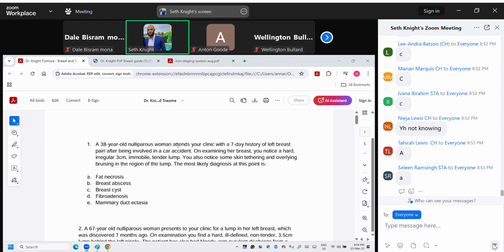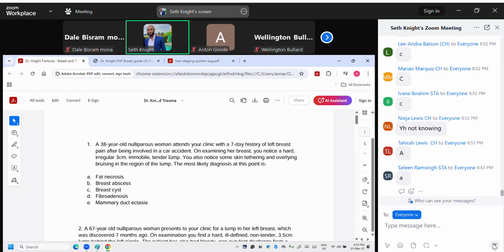So number 1 is a 38-year-old woman, nulliparous, with a 7-day history of left breast pain after being involved in a car accident. On exam, you notice a hard, irregular 3 centimeter immobile tender lump and some skin tethering and overlying bruising on the region of the lump. Right? Now, yes, she is nulliparous. Yes, she's 38 years old, but this history of trauma and this short 7-day history, the most likely diagnosis at this point is a particularly critical point to note in your question. At this point it is fat necrosis.